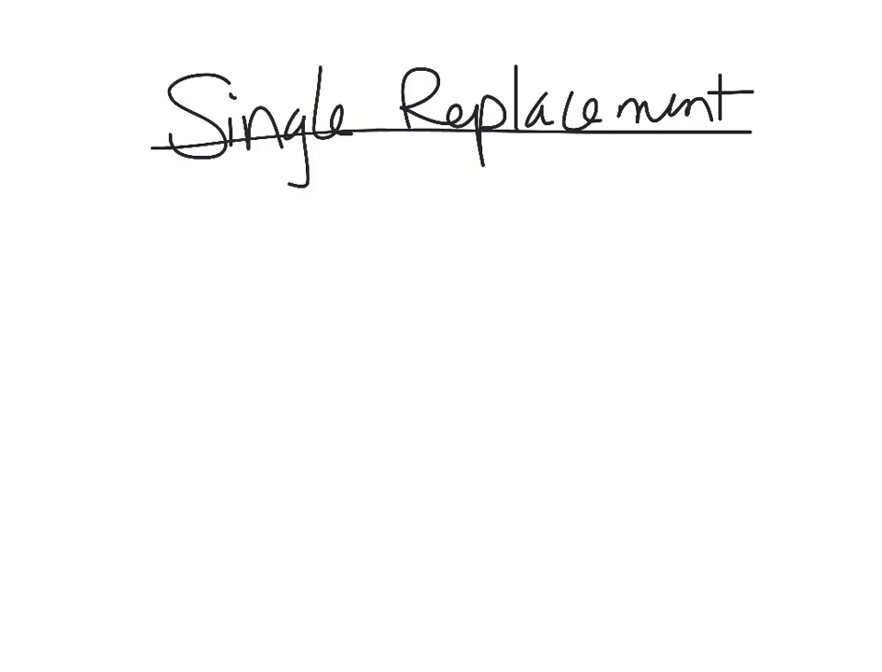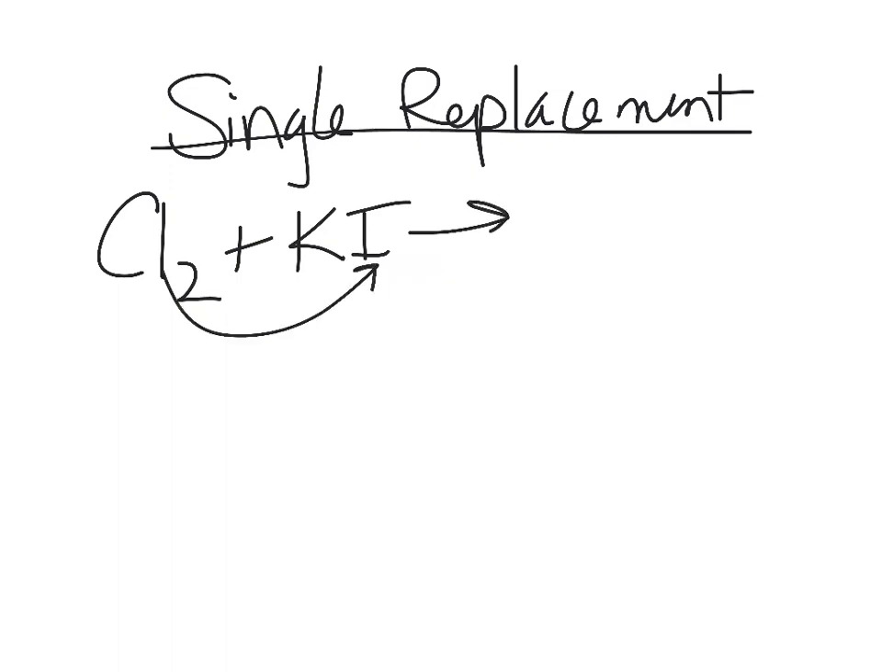We've done a lot with double replacement. Single replacement means you just have an element in a compound. So if I had something like chlorine reacting with potassium iodide, the chlorine is going to kick out the iodine, so you're going to get KCl, and that's your plus 1, minus 1, and then I2.